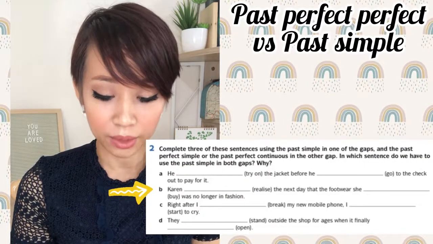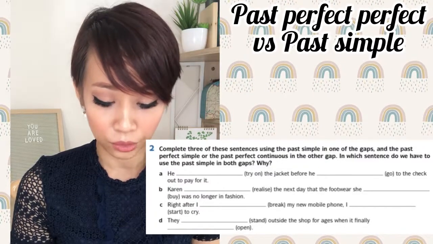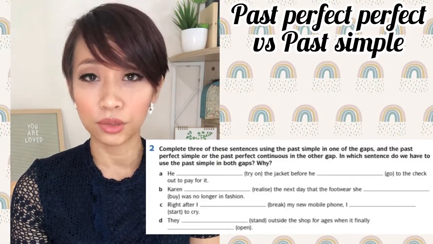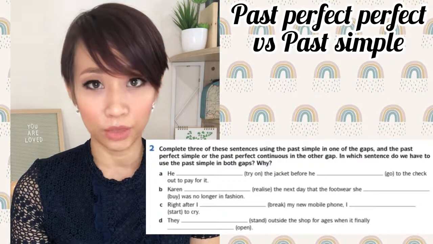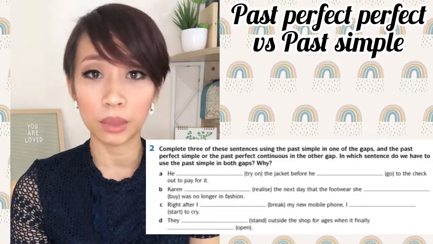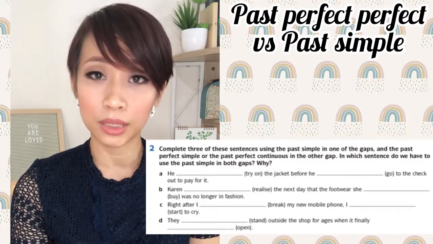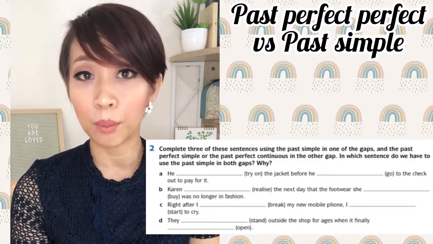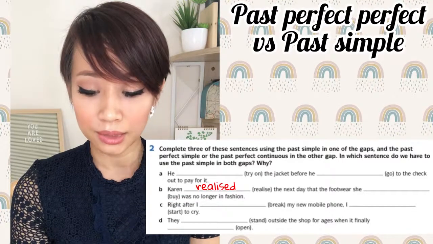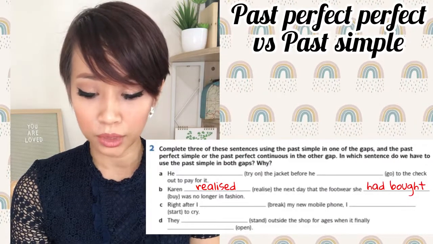B. Karen realized the next day that the footwear she bought was no longer in fashion. Karen sedar keesokan harinya yang kasut yang dia pakai itu tidak lagi dalam fashion. So, mana satu berlaku dulu? Adakah dia sedar dulu atau dia beli dulu? So, of course, dia beli dulu, keesokan hari dia baru dia sedar. So, kejadian pertama ialah membeli kasut itu. So, the answer is Karen realized the next day that the footwear she had bought was no longer in fashion.